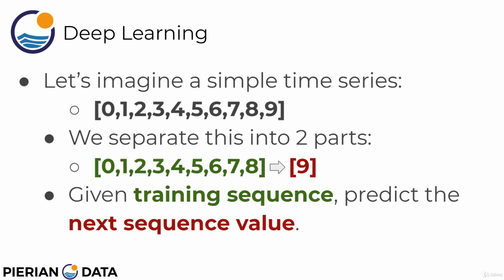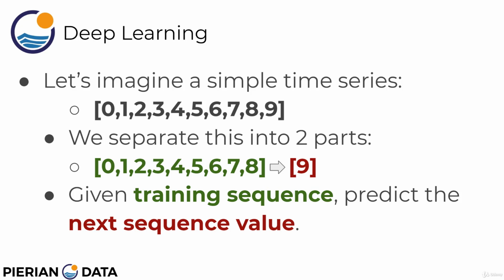Let's imagine we have a very simple time series, just the numbers 0, 1, 2, 3, all the way up to 9. What we end up doing is we want to create an actual data point that we can train on and then predict and compare our prediction to a label. So essentially what we do is we separate this out into two parts. So here we've separated out into a training sequence shown in green for the numbers 0 through 8, and then we want to predict the next sequence value.